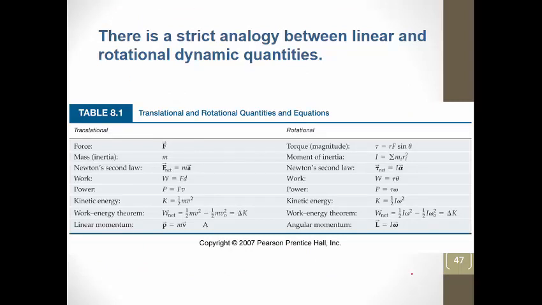So we can see that there are a lot of connections between what we learned in chapters 2 through 6 and what we are doing now in chapter 8. So torque is just the rotational version of force. Moment of inertia is like the rotational form of mass. Newton's second law also has a rotational form. We can still do work with rotation, power with rotation. We can have rotational kinetic energy, or we can combine it with linear, if our object is rotating and also moving linearly down an incline.